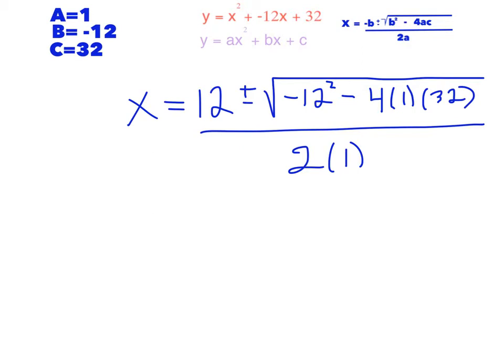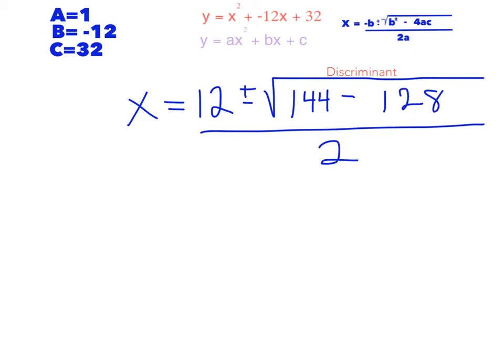So let's just start simplifying. The bottom here is going to be 2. Now we'll start to simplify underneath the radical, and in quadratic formula speak, this is called the discriminant. So in here, this is going to simplify to make positive 144. And we'll take away 4 times 1, which is 4, and 4 times 32 is 128. And 144, take away 128 is 16. And the square root of 16 is going to be 4.